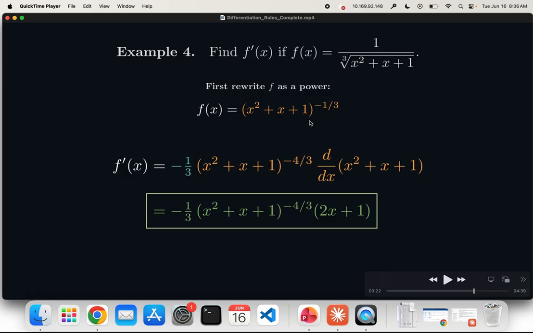So again, rewrite as a negative power, and then apply the power and chain rule combination. Bring down the power, subtract 1, being careful with the fraction, which gives negative 4/3, and then multiply by the derivative of the inner function.